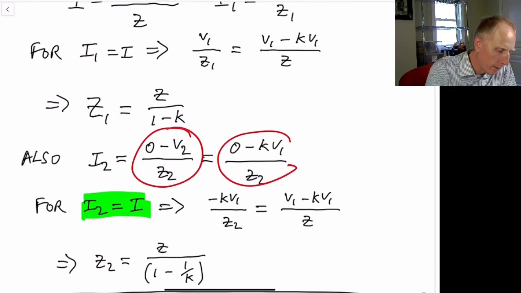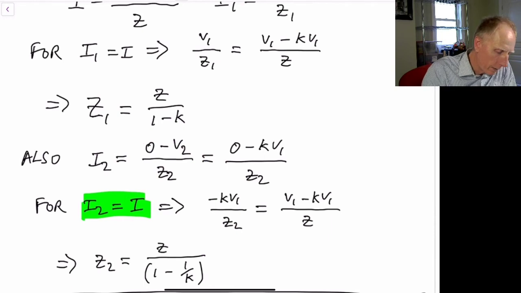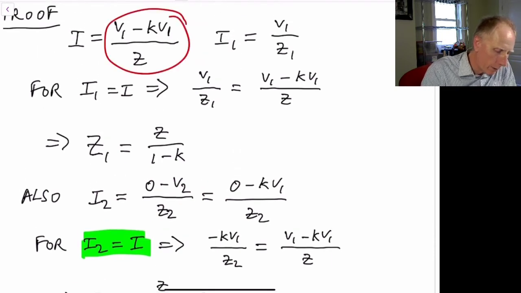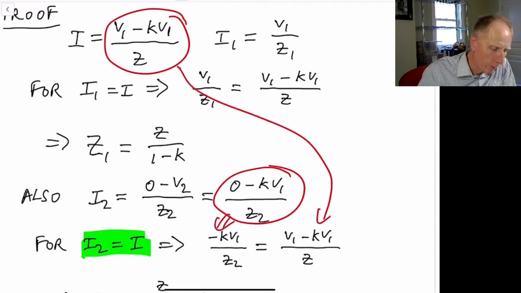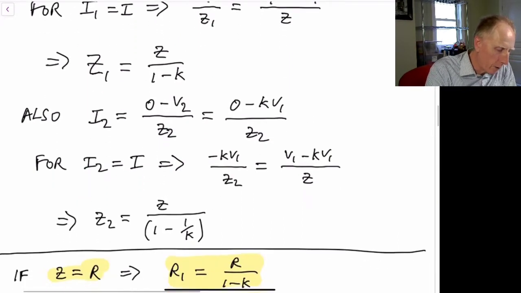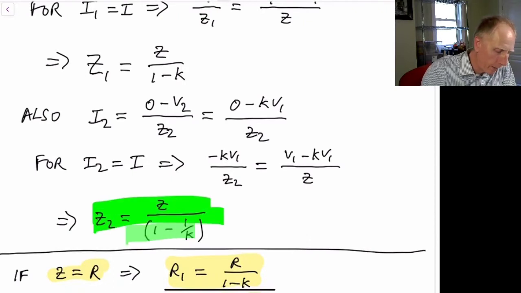We have that this term here should equal this term. So substitute that into here. We have this going in here, and this one going in here. Making those substitutions, we find that Z2 is now given by Z divided by 1 minus 1 over K.